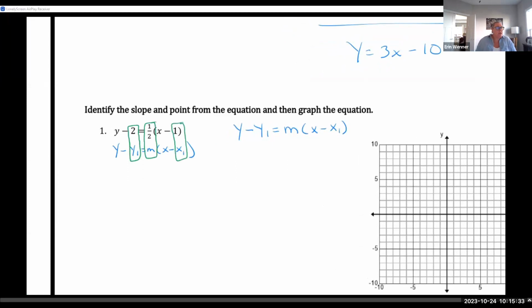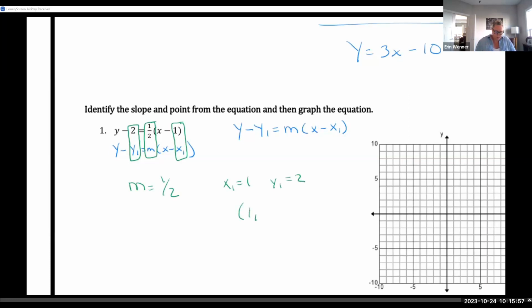Okay, so we can see from the green boxes that I drew in the middle, the slope is 1/2. Also, we can see what the ordered pair is. Well, the x1 is 1 and the y1 is 2. Therefore, the ordered pair is going to be the point (1, 2).